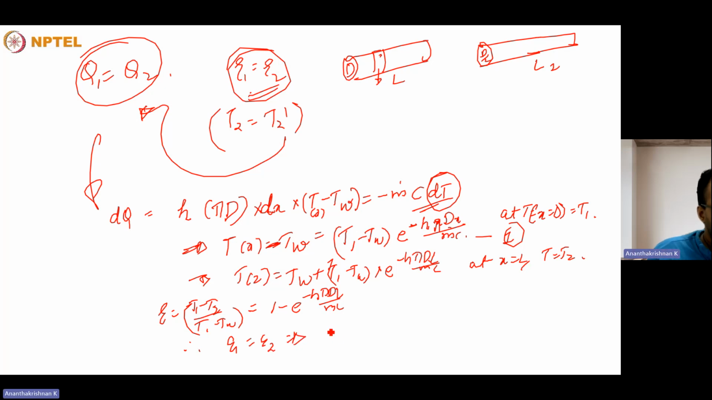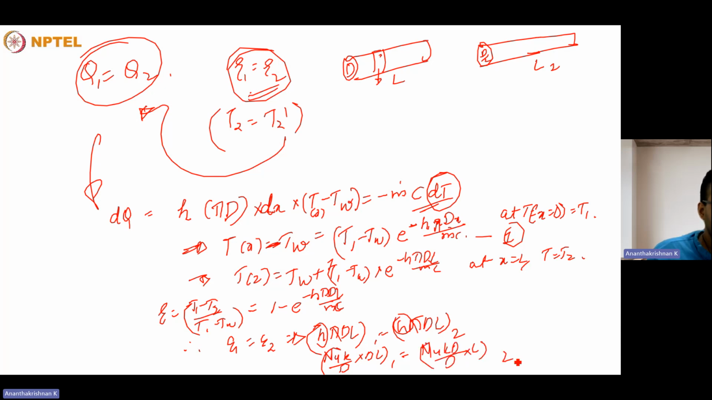So if the effectiveness of 1 is equal to the effectiveness of 2, that implies that h pi d L of 1 is equal to h pi d L of 2. Here pi can cancel. Since it is laminar flow, h is dependent upon the Nusselt number, so you can write h is equal to Nu k divided by d, times L1, equal to Nu k divided by d, times L2. d gets cancelled, k gets cancelled.